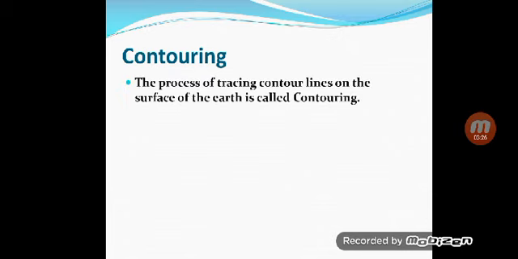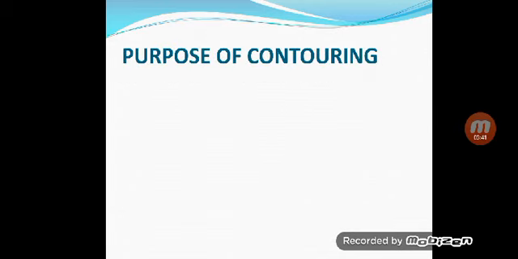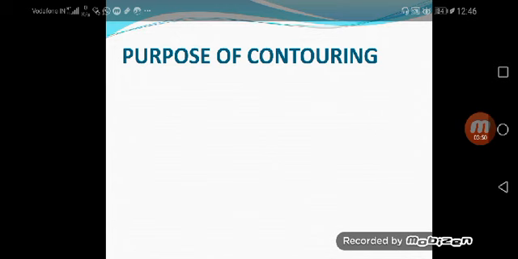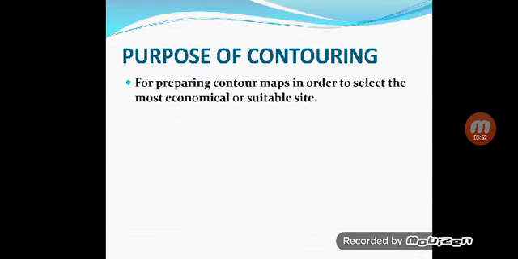Next is the process of contouring. The contouring process is the process of tracing the contour lines on the surface of the earth. Practically it is called contouring. So contouring is done on the field. Next we will see what is the purpose of contouring.